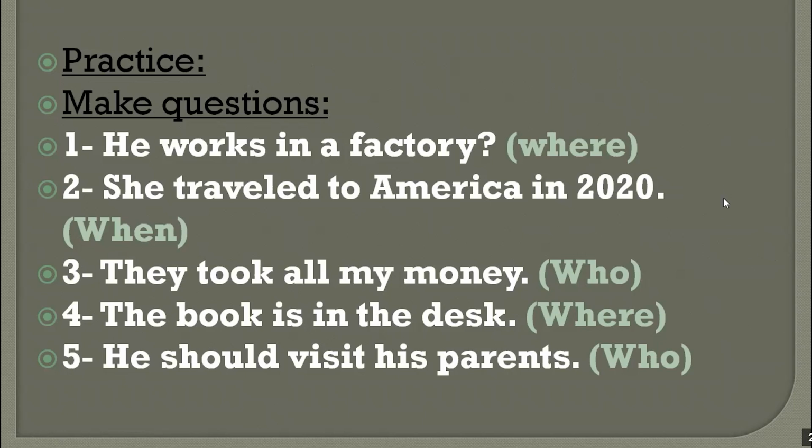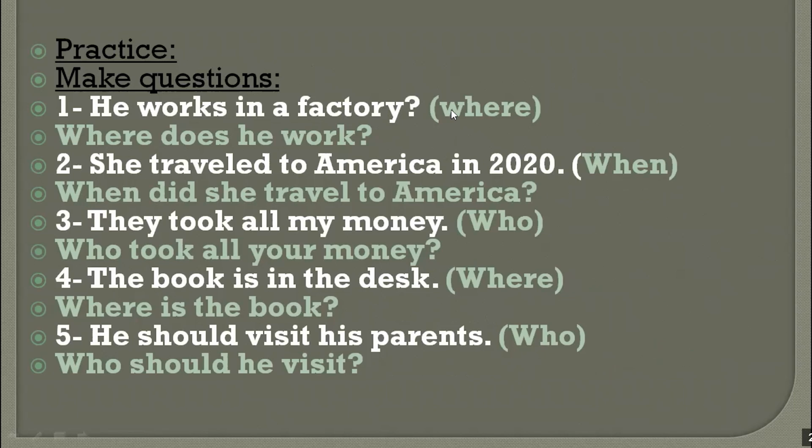Okay, now let's take a look at the answers. He works in a factory. Where? Where does he work? We use an auxiliary verb, does. She traveled to America in 2020. When? When did she travel to America? We use an auxiliary verb, did, because that's the past. And remember to use the infinitive after the auxiliary verbs.